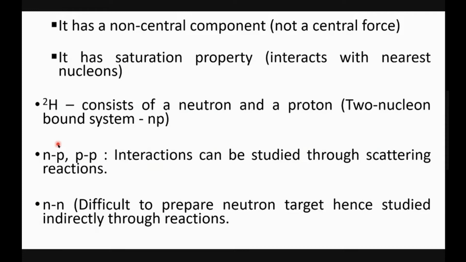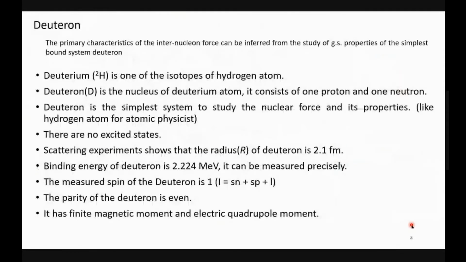Hence, we restrict our discussion only to simple bound NP system and some NP low energy interaction. And let us see how the outcome of this study throws some light about the properties of nuclear force. Before we discuss the deuteron equation of motion, let me first throw some light about the properties of deuteron. The primary characteristics of the internucleon force can be inferred from the study of ground state properties of the simplest bound system, the deuteron, as I have mentioned.